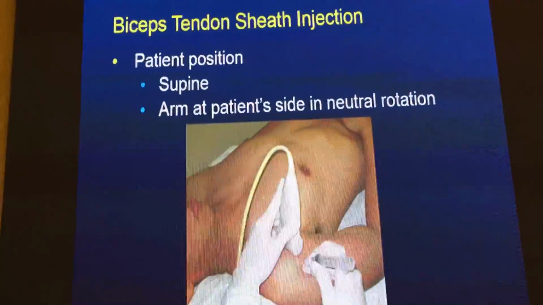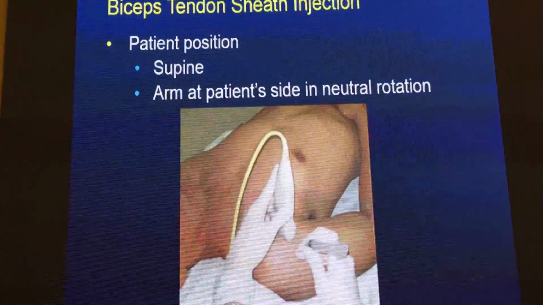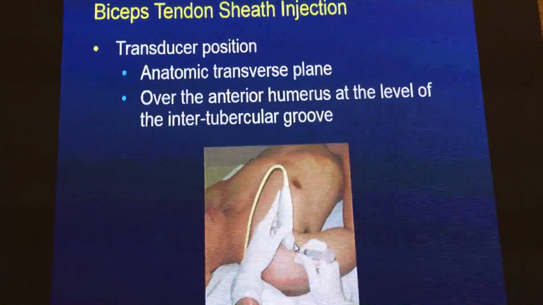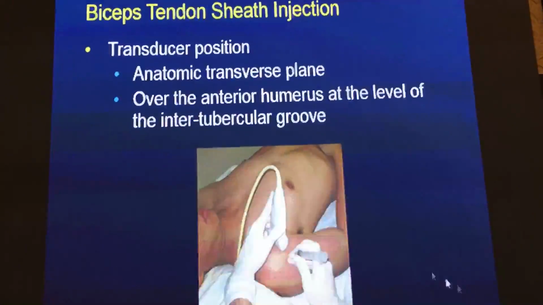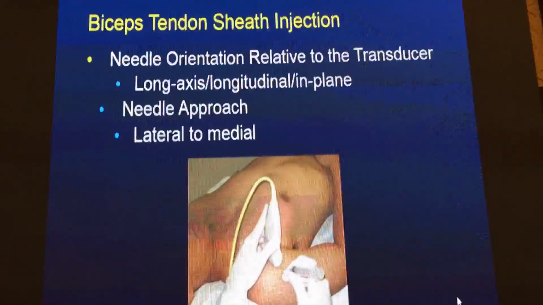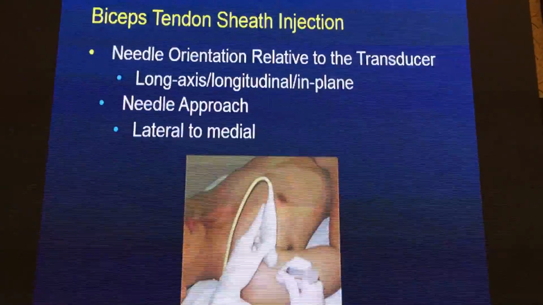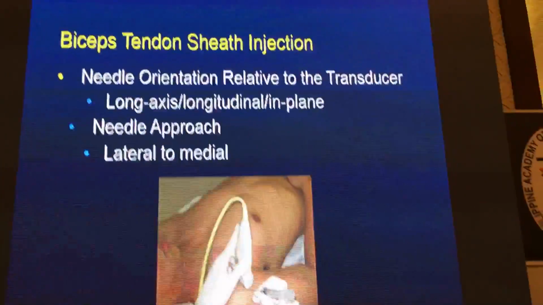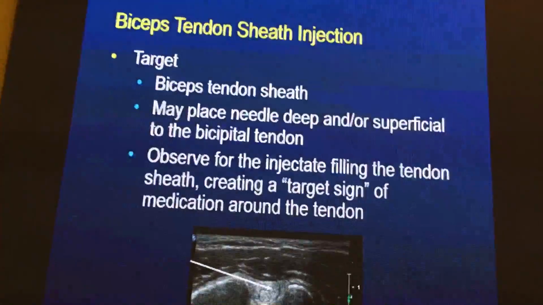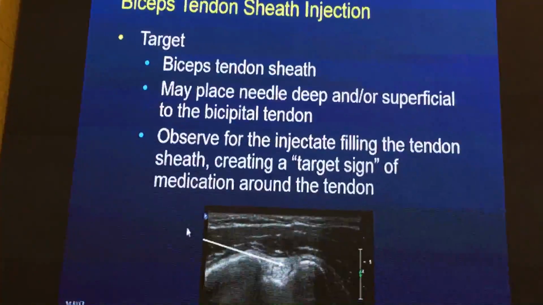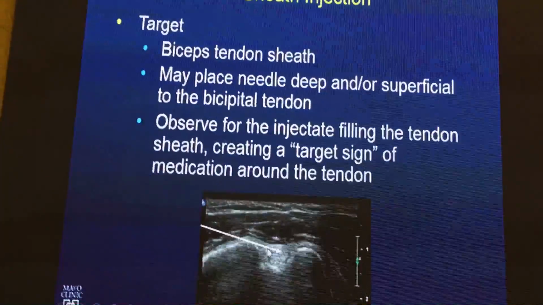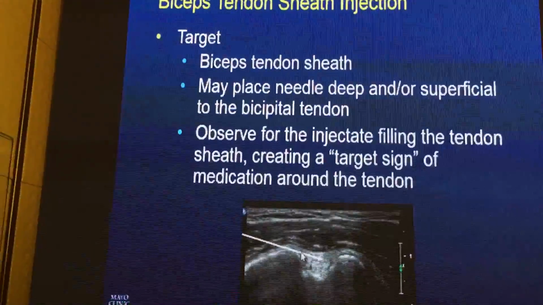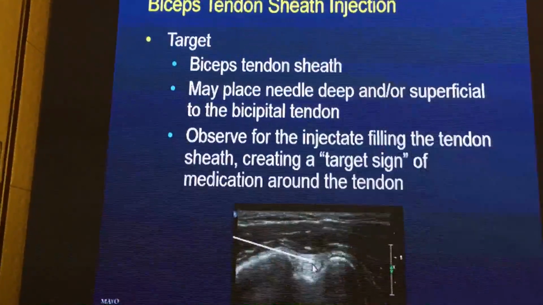So for the biceps tendon sheath, I'm going to have the person in a supine position, and I'm going to put their arm at their side with their palm up. I'm going to put my transducer over the anterior aspect of the shoulder, typically over the greater and lesser tuberosities at the intertubercular groove. I'm going to take my needle from a lateral to medial direction in plane relative to the transducer, and I'm going to guide it down over the top of that greater tuberosity into the intertubercular groove, and I'm going to just pop through the transverse humeral ligament and into the biceps tendon sheath.